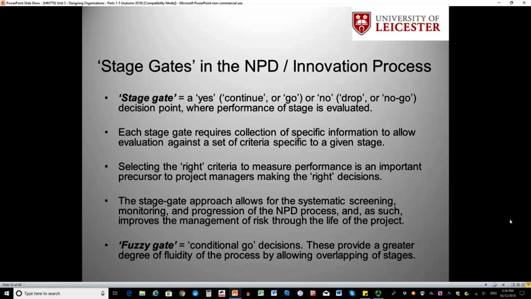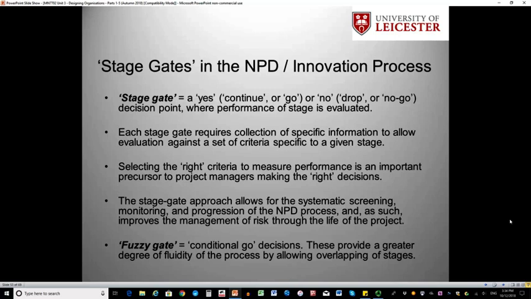I mentioned stage gates, and just to say a little bit more about those. A stage gate is basically a yes, no, continue or go, drop. So a continue or drop or go or no go, a decision point. And so what you'll see in the stage model is a series of stage gates where there are decision points where you decide whether to move from one stage to the next if that particular innovation or idea has reached a certain level of performance or has met certain criteria.